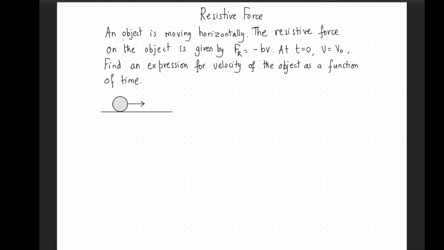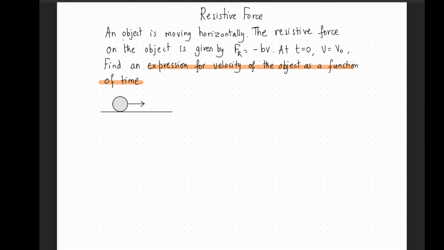Next problem, again on resistive force. An object is moving horizontally. The resistive force on the object is given by Fr equal to negative bv. At t equal to 0, v is equal to v0. So that means they have given us the initial condition. Find an expression for the velocity of the object as a function of time. So we want to derive an expression here. This is something where we are not having any numbers, and we are going to derive an equation or an expression for velocity of the object.